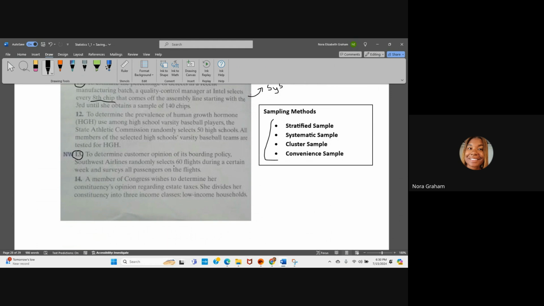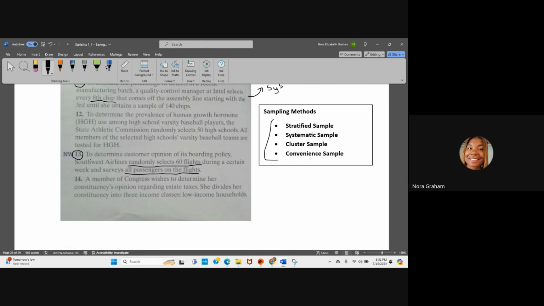One thing that gives me hints is this: randomly selects 60 flights during a certain week and surveys all passengers on the flights. That's very important information that they give us, okay? So for this one, we are going to consider this a cluster sample. The reason for that is, remember, a cluster sample is kind of hard to group people into certain groups, and you can have some questions that arise, right?